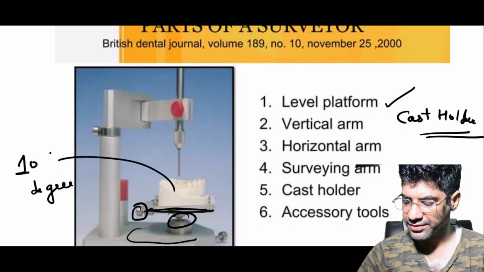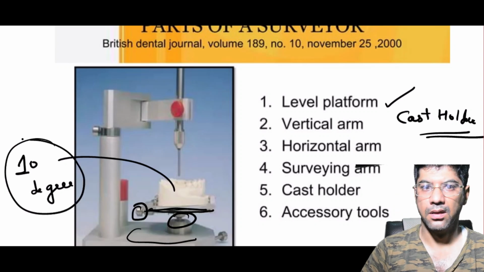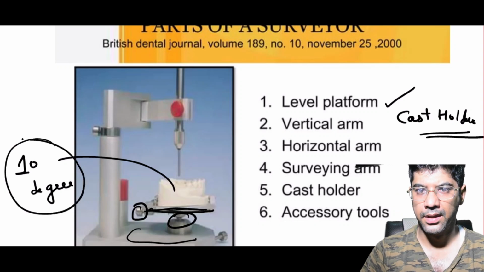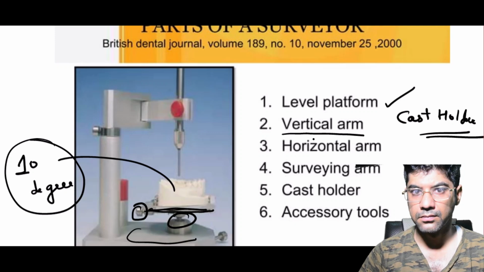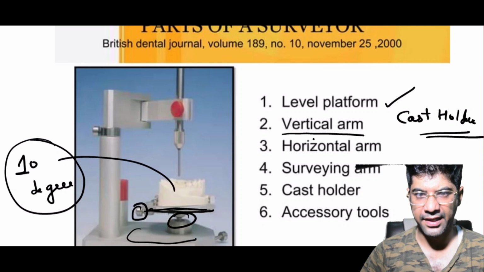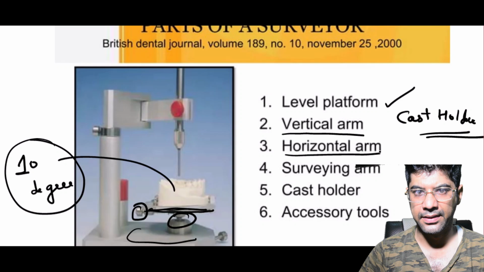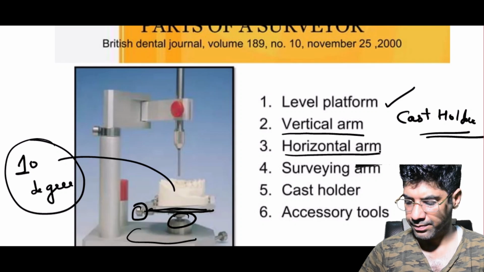The third component is the vertical arm. The vertical arm rises from the surveying platform and supports the superstructure that includes the horizontal arm and surveying arm. So it provides vertical support and stability for the horizontal arm and the surveying arm.